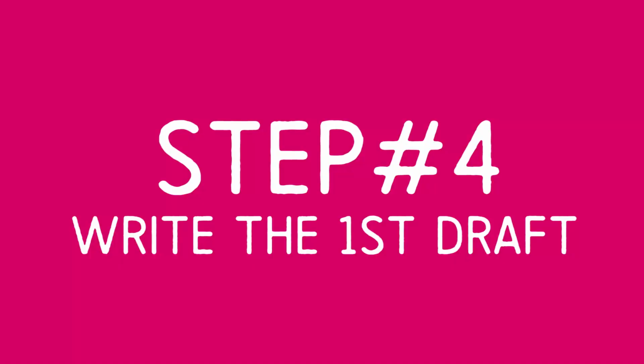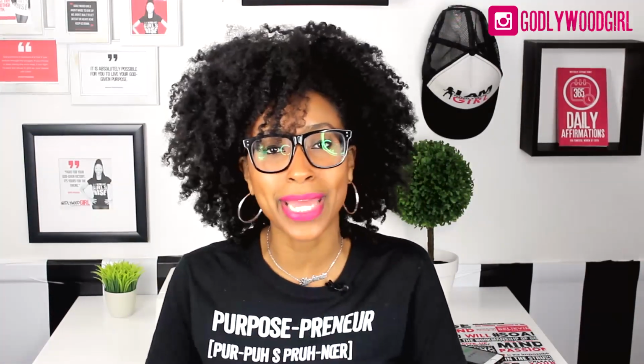Step number 4, once you have written your outline, now it's time to write the first draft. And a lot of people will just start writing the book without having an outline, but that's the quickest way to get overwhelmed and discouraged and get writer's block. That's why I always recommend having your outline done before you start writing your book, because once you have your outline done, now you know exactly what goes into every single chapter and you can just bang that bad boy out.